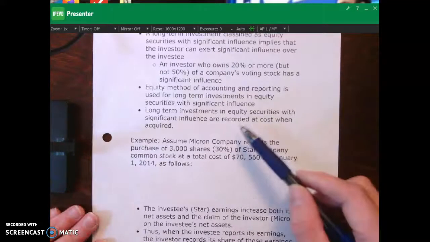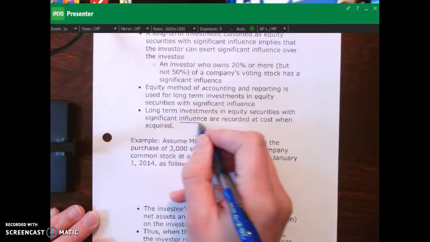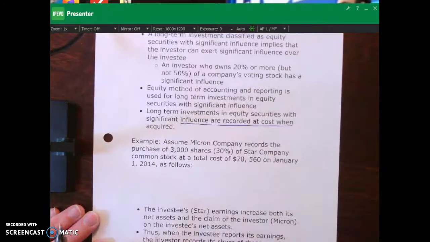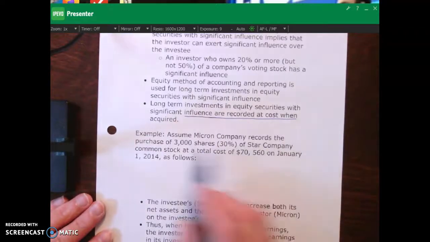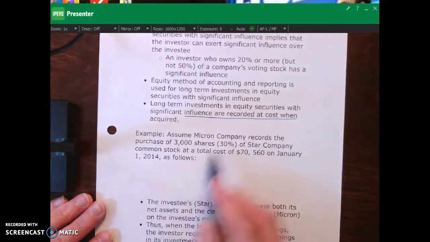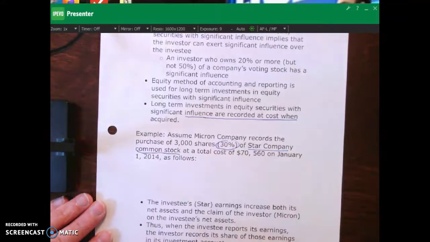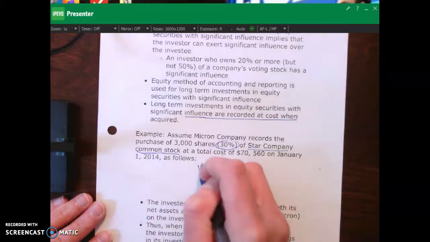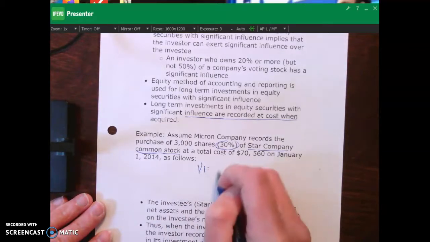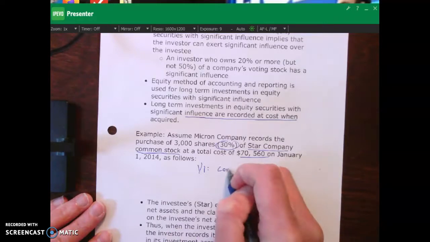So, just like what we talked about before, in terms of some of the other examples we've done, we record at cost. So if we look at this example, assume Micron Company records purchase of 3,000 shares, which is 30% of Star Company's outstanding common stock, voting stock, at a total cost of $70,560. Come over here on 1/1. We record this at cost. The cost is this. That's what we recorded at.